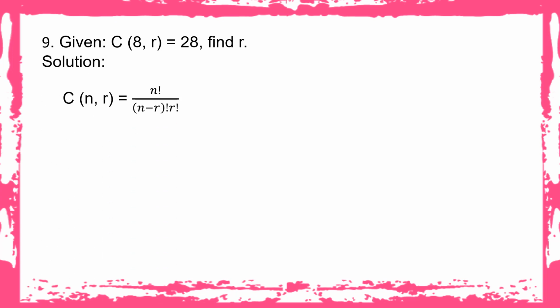This time, we need to find the value of r in the combination. Example, combination of 8 taken r is equal to 28. Find r. So this is the solution. Of course, we need to use the formula for combination. Next is the substitution. We can now have the combination of 8 and r is equal to 8 factorial over 8 minus r factorial multiplied by r factorial. So the answer in our combination is 28. So 28 is equal to 8 factorial over 8 minus r factorial multiplied by r factorial.